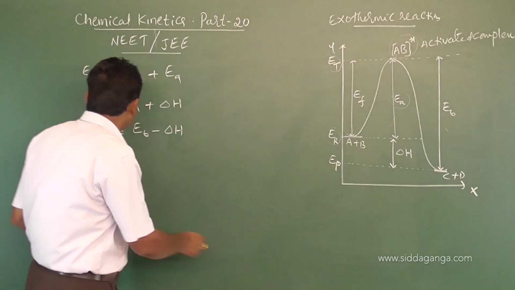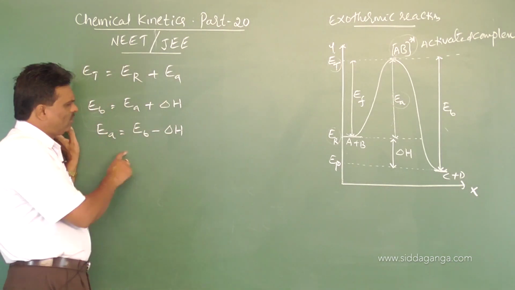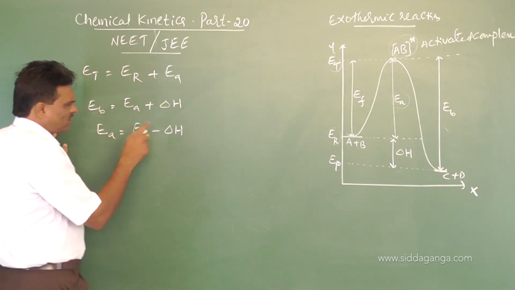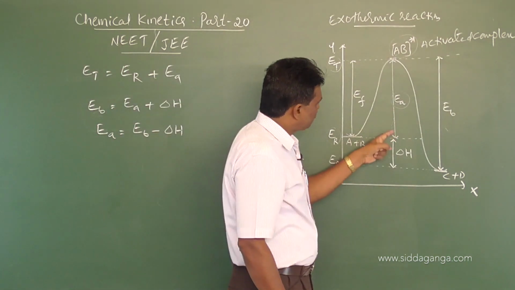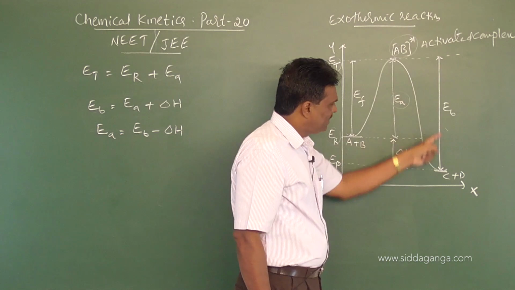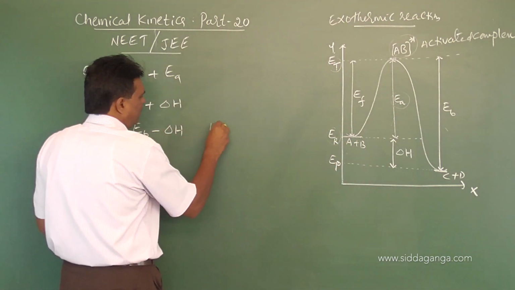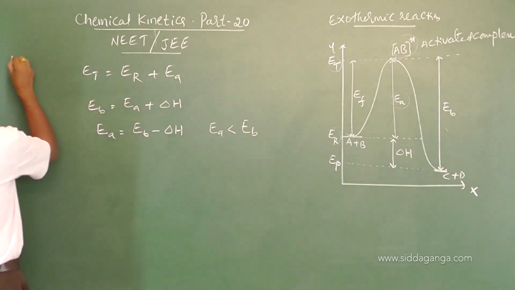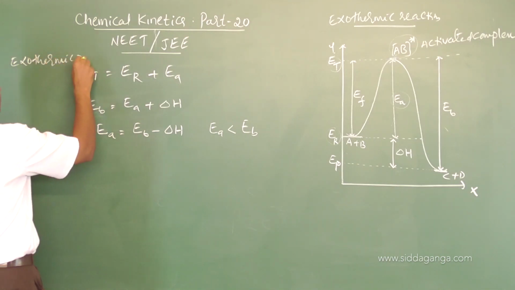Is it clear? So in the case of an exothermic reaction, the EA value is less than EB. Look here, this value EA is less than EB. So in an exothermic reaction, EA is less than EB. These are all exothermic reactions.